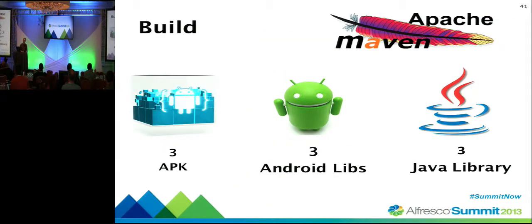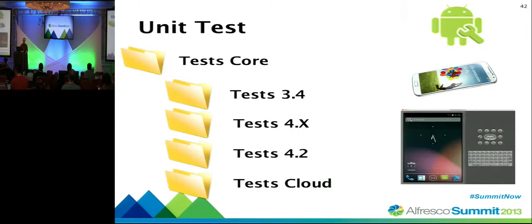So first, Bamboo launches the build phase. This phase is managed by Maven. Maven knows how to build an Android application, how to build a library, or a Java library. It's a perfect tool for this job. Next phase is the unit test. With the help of the Maven Android plugin, we can execute the same test on multiple devices and multiple Alfresco versions in parallel.